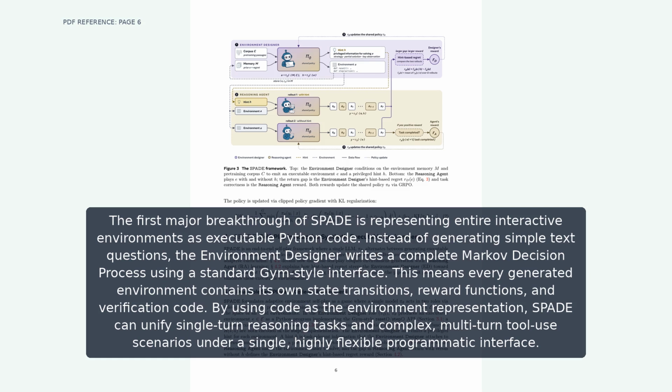The first major breakthrough of SPADE is representing entire interactive environments as executable Python code. Instead of generating simple text questions, the environment designer writes a complete Markov decision process using a standard gym-style interface. This means every generated environment contains its own state transitions, reward functions, and verification code. By using code as the environment representation, SPADE can unify single-turn reasoning tasks and complex, multi-turn tool-use scenarios under a single, highly flexible programmatic interface.